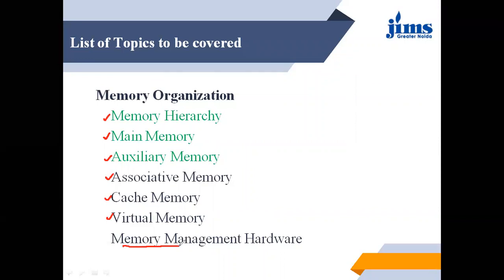In today's lecture, we will discuss the first 3 types of memories. Means first we will discuss what is memory, then we will discuss the types or classifications of the memory, then main memory and auxiliary memory. So we will discuss all these 3 in today's lecture. So let's start with the memory.